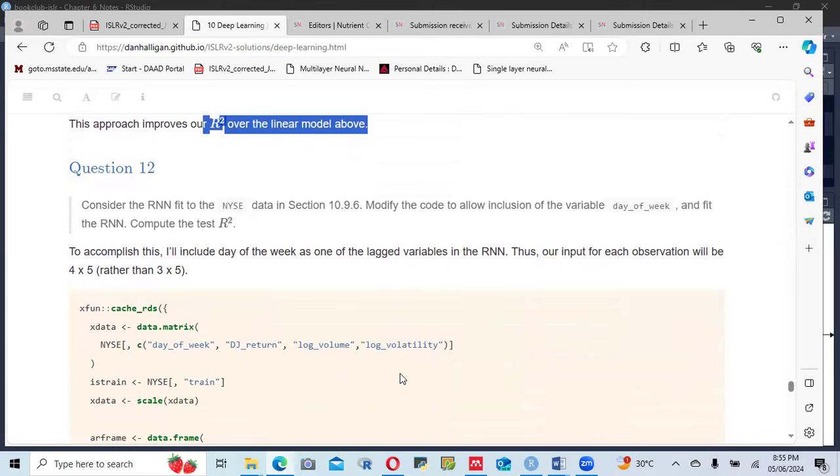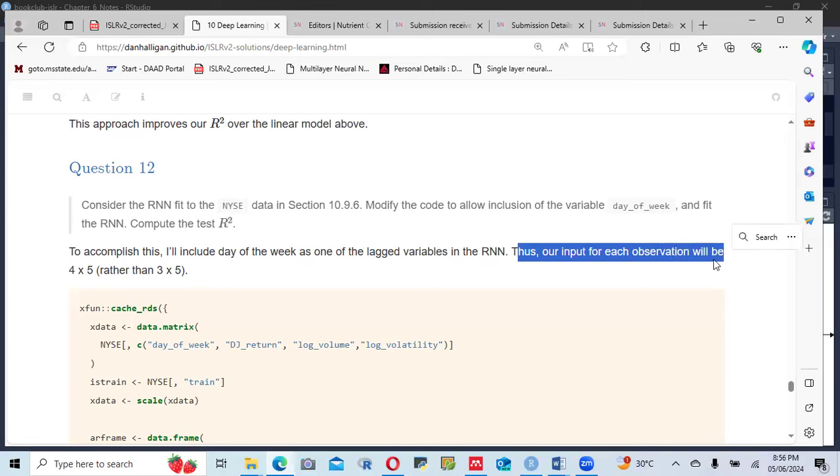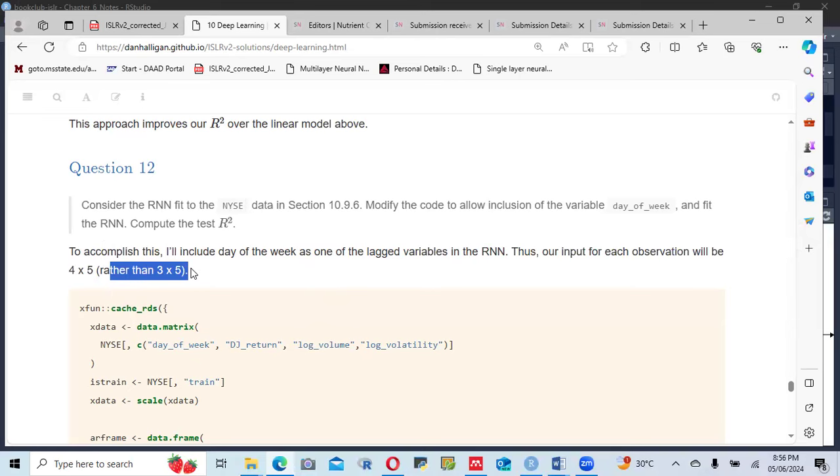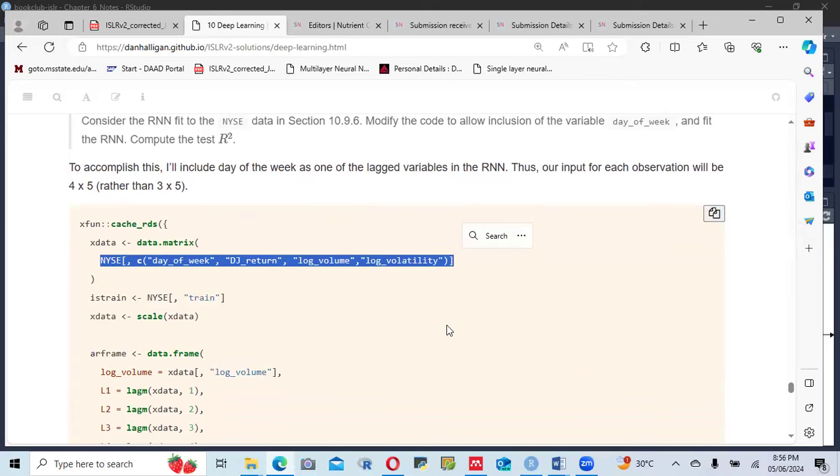So for question 12, it talks about how we should consider the RNN fits to the NYSE data in section 10.9.6. Then we should modify the code to allow inclusion of the variable day of week and fit the RNN. Then we compute the test R square. To accomplish this, I will include day of the week as one of the lag variables in the RNN. Thus, our inputs for each observation will be a 4 by 5 rather than 3 by 5. So we get all the predictors, okay?